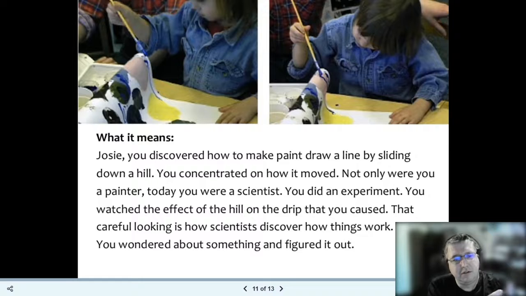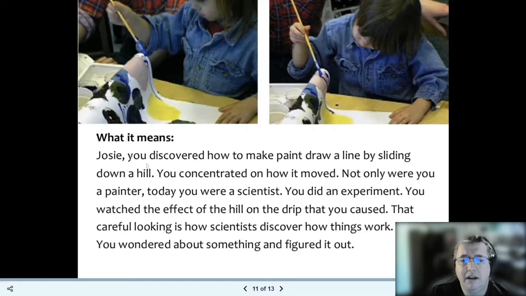So we saw at the beginning, we had the title. We have the pictures, obviously. So we have the title, which is Josie's Drip Down a Hill. Right. We have the pictures. We saw lots of pictures. We have the story, which were the captions underneath. Now we have the what does it mean. So he writes it to the child. Okay, we're writing it to the child here.